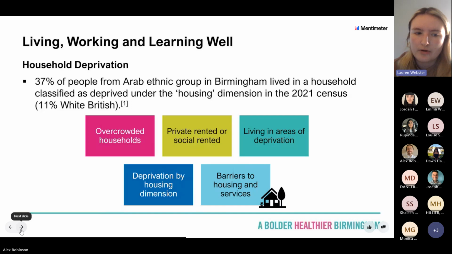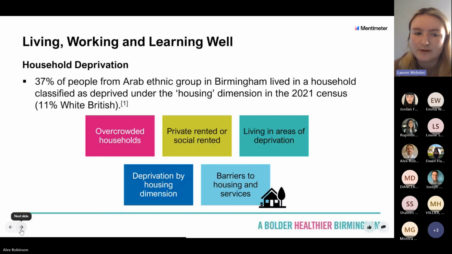Overcrowding is one of the main parts of this. 35% of people from the Arab ethnic group lived in overcrowded households according to the 2021 census within Birmingham, in comparison to 7% of white British. This is defined by an occupancy rating of bedrooms of -1 or less. Regarding private or socially rented, 41% of the Arab origin households in Birmingham rented from the private sector, compared with 23% of all households in England.